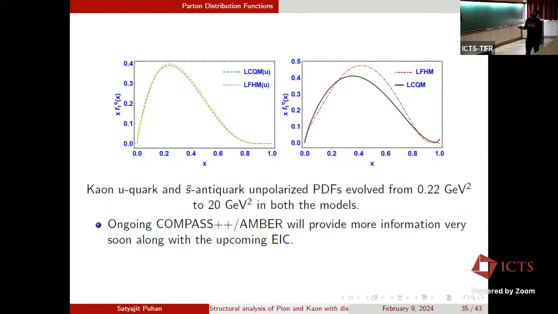These are our predictions for pion u quark and pion s-bar quark, which have been evolved from 0.22 GeV square to 20 GeV square in both the models. Another thing I forgot to tell, we have done this calculation in next-to-next-to-leading order PDF DGLAP evolution. Okay, ongoing COMPASS and AMBER data will provide more information about pion distribution functions and pion distribution amplitude.